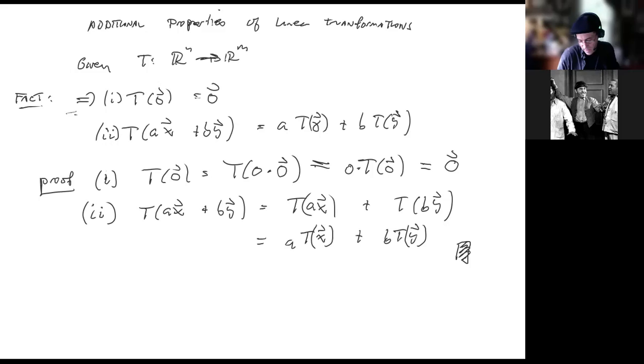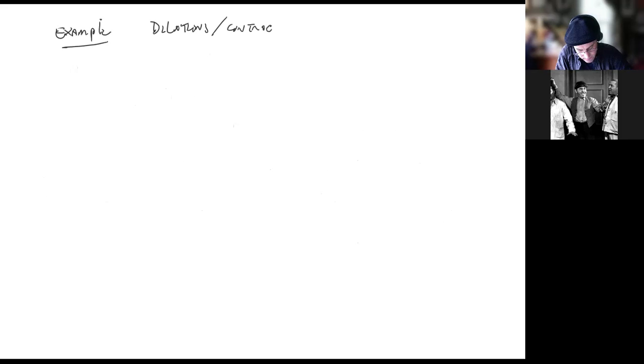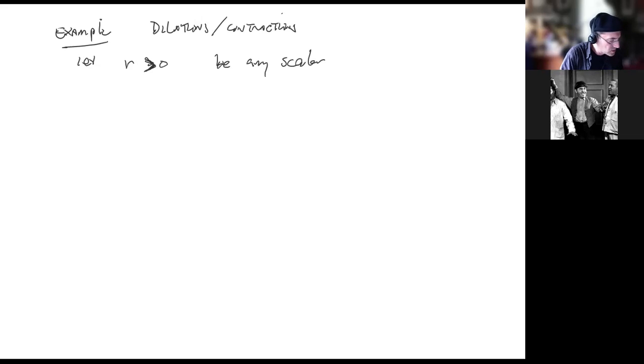Okay, so the last thing I want to do, and this is a very short lecture today, is discuss one more example of a linear transformation that's in the text, which are called dilations or contractions. You can do this for any R^n, but let's just do this for R^2. So let r be any scalar, strictly bigger than 0.